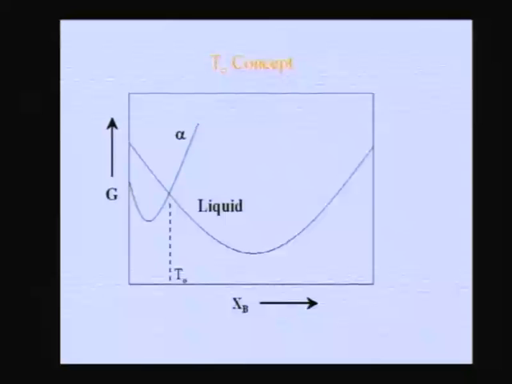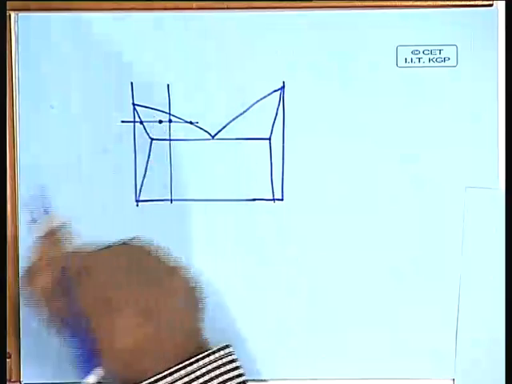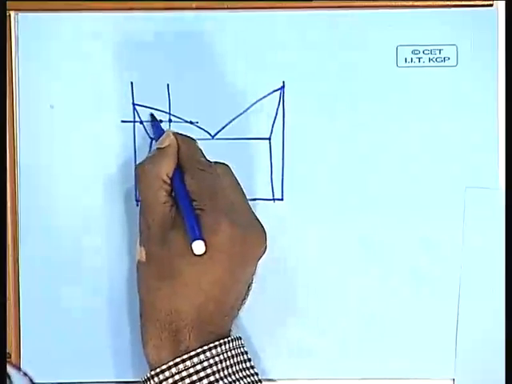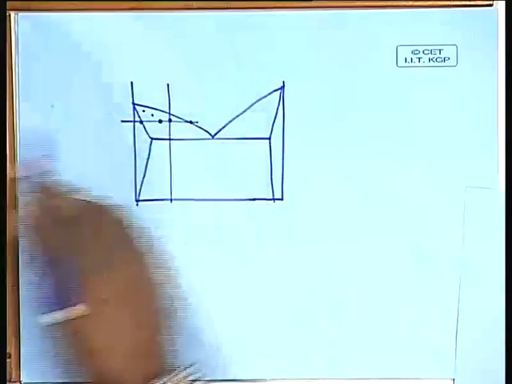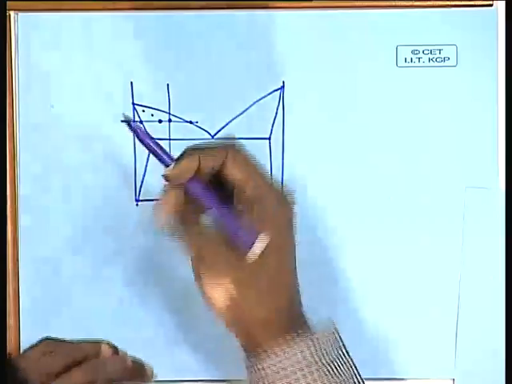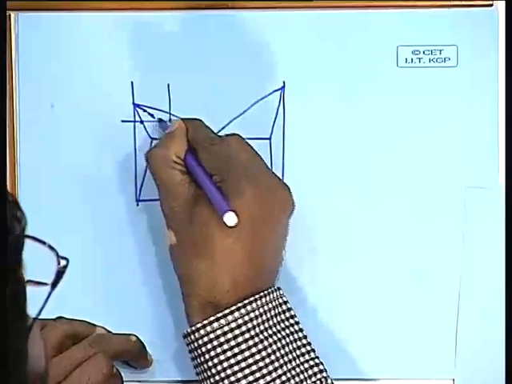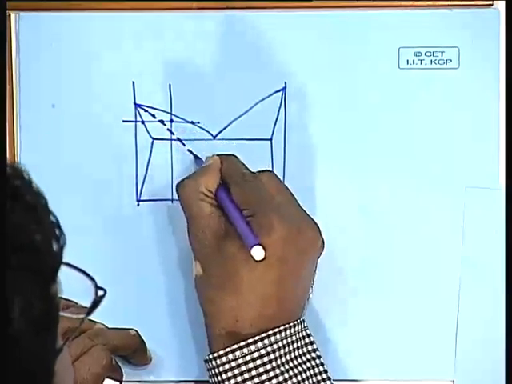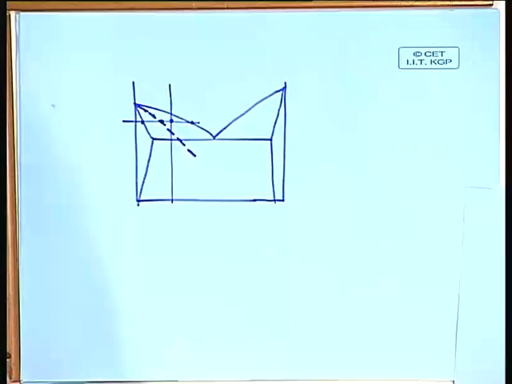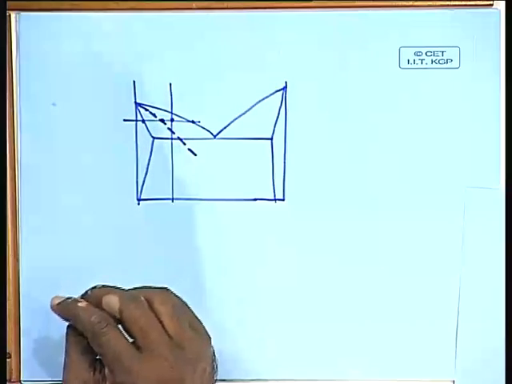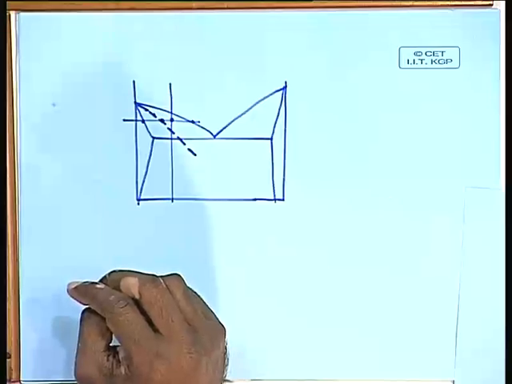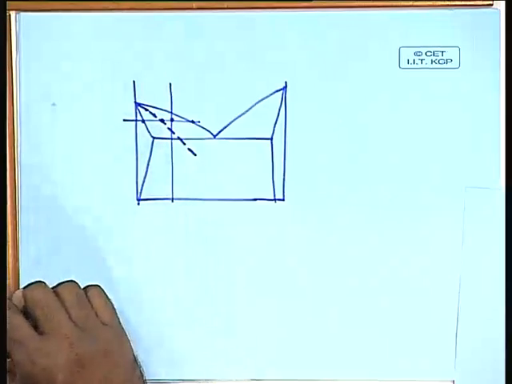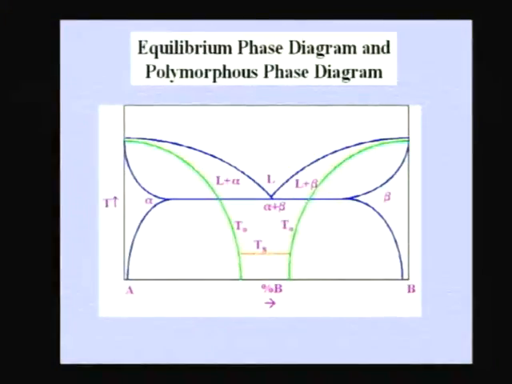And now, if I do this at various temperatures, at each temperature I can get a different point, and if I join all of them, what I see is a curve like this, and that is called the T naught curve, and you will see this in the next slide. So, here what you are seeing is a T naught curve where T naught for the alpha and T naught for the beta is shown.